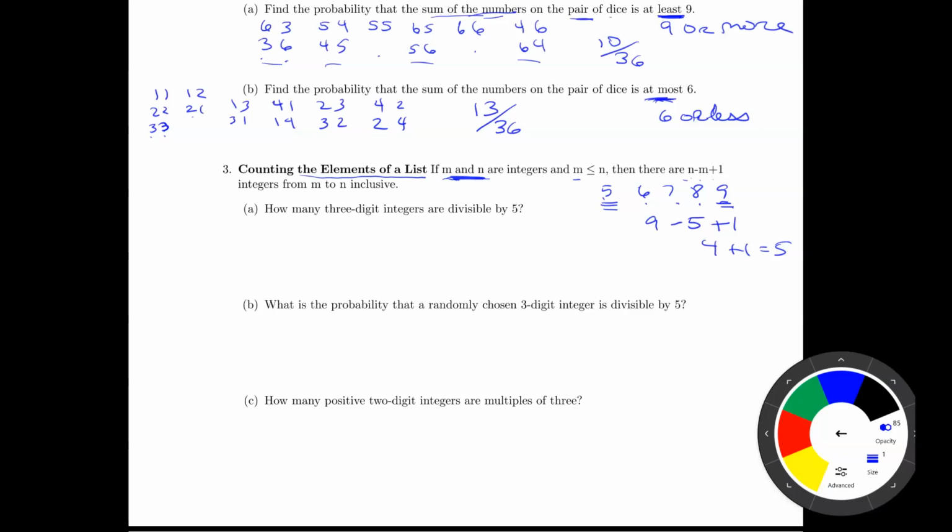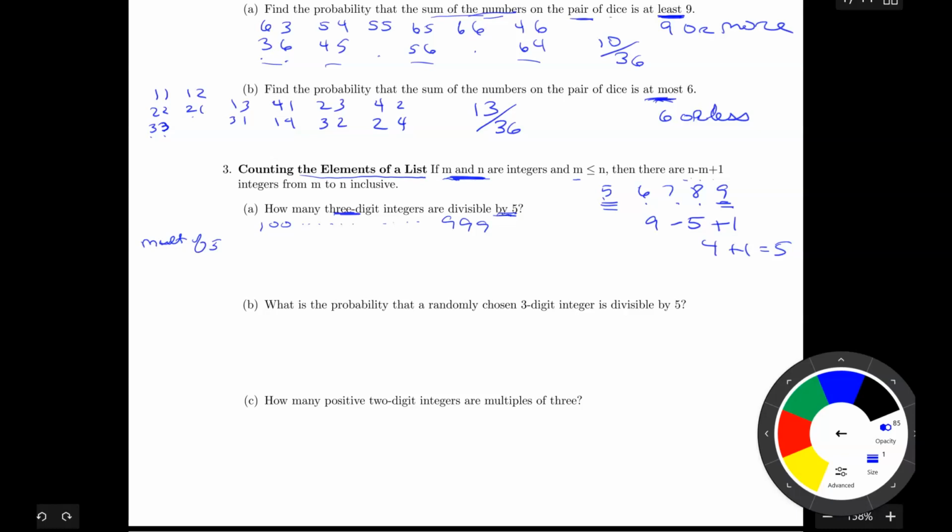Okay, so now let's go to a question that's combining counting the numbers in a list and then finding how many are divisible by 5. First, if I'm talking about 3-digit numbers, I want to talk about starting at 100 and going all the way to 999, right? So if I want to find all of the numbers that are divisible by 5, I'm going to list out all the multiples of 5.